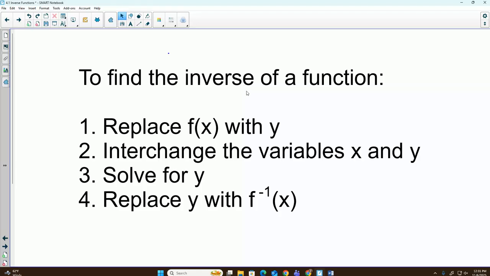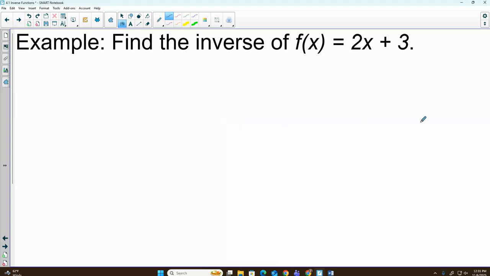So first of all, if it's written in function notation, you have to change the f of x to a y. We want an actual equation, y equals something. Then we said yesterday, an inverse switches the x and y. So we'll flip those, solve for y, and at the end, we'll replace the y with f inverse of x to denote that we've found the inverse. So for example, step 1 says change f of x to y.